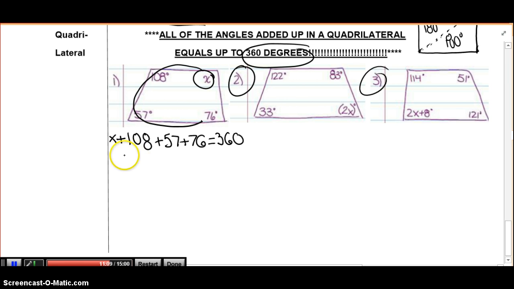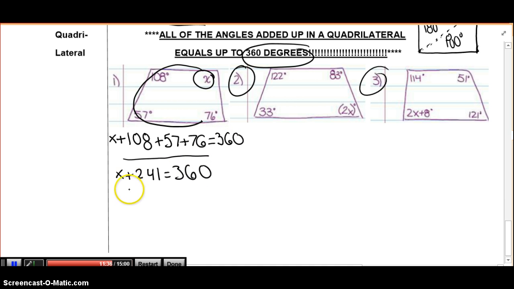Now, we have to add up all of those wonderful like terms that you see there. So I have to add 108, 57, and 76. And when we do that, we're going to get 241. So now x plus 241 equals 360. Again, 360, 360, 360. If I see anyone putting 180 there, heads are going to roll. Well, not really, but I'll be pretty upset.